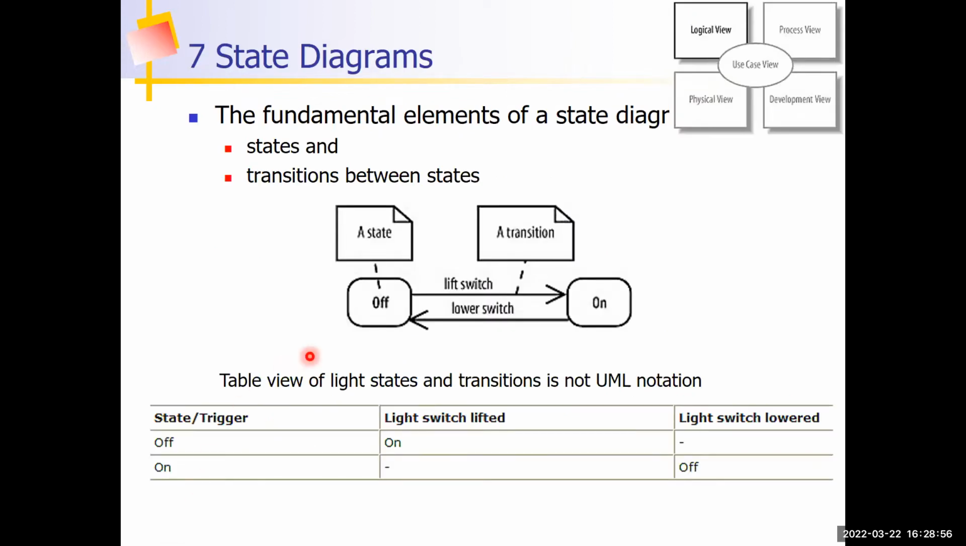The next diagram is called the state diagram. In Visio, you can just go to state diagram and then try. Okay. The state diagram is simple like this. What is the state of the system? And then there is a transition. Transition is the arrow. Okay? So if the state is off and the light switch is lifted, then the state becomes on, right? And then if the switch is lowered, from on it becomes off. This is a very simple example.